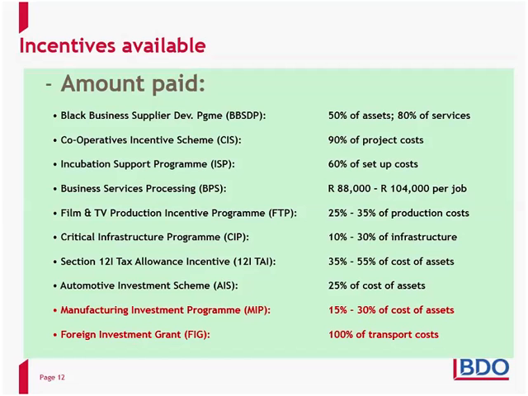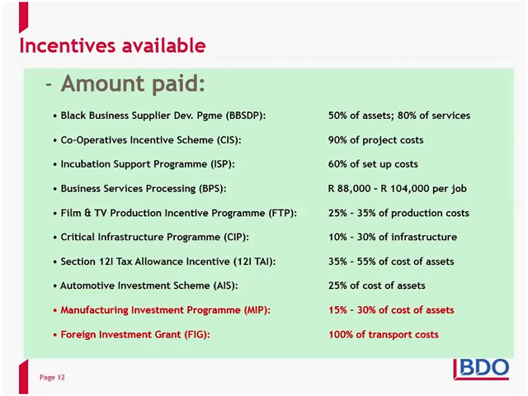So just looking at the incentives available and the amount paid per incentive, starting with the Black Business Supply Development Program, this scheme will pay 50% of the cost of assets acquired by the business, as well as 80% of certain service projects. What's interesting about the BBSDP is that the DTI on this particular scheme will pay the supplier directly for the 80% portion. This doesn't happen on the other incentive schemes, so that helps the business owner's cash flow.